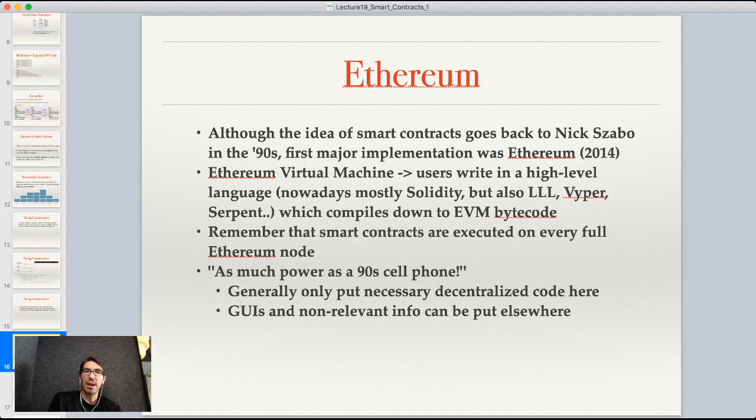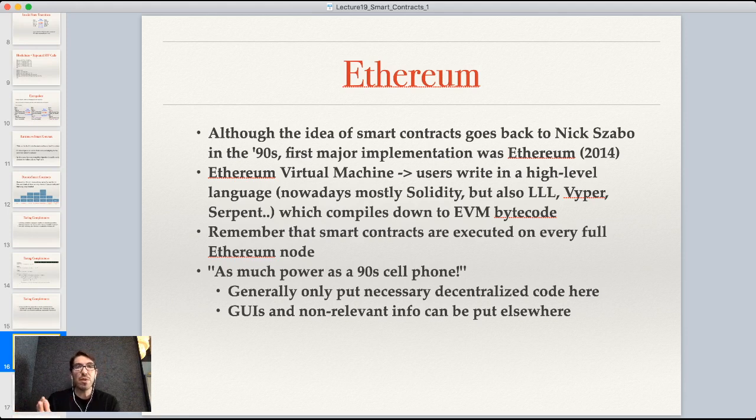So Ethereum is a blockchain that has an Ethereum virtual machine, the EVM, and users are going to write in a high-level language. Nowadays, it's almost always a language called Solidity, but there's also LLL, Viper, Serpent, which is now deprecated, but was in the early days seen a bit. And this compiles down to EVM bytecode. And the state transition function of Ethereum allows you to run this EVM bytecode. You can call into different functions.